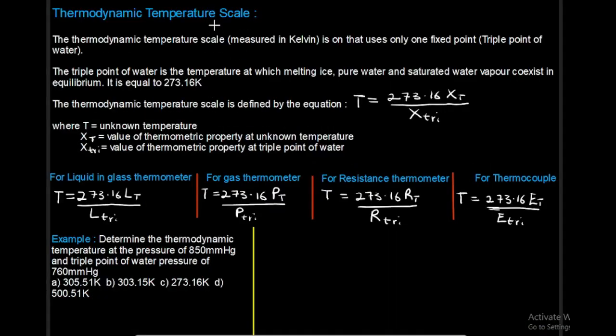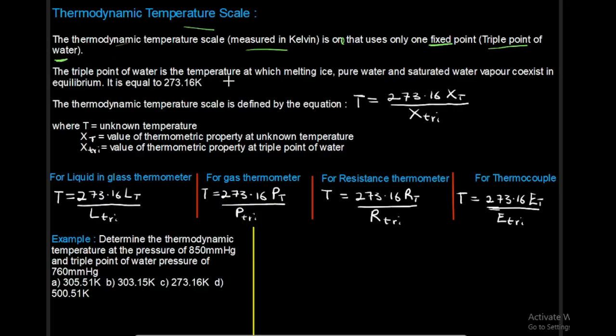Now the next thing we are going to be looking at is the thermodynamic temperature scale. The thermodynamic temperature scale is measured in Kelvin, and the Celsius scale is measured in Celsius, like we looked at previously. The thermodynamic temperature scale uses only one fixed point, known as the triple point of water. The triple point of water is a fixed point for the thermodynamic temperature scale.